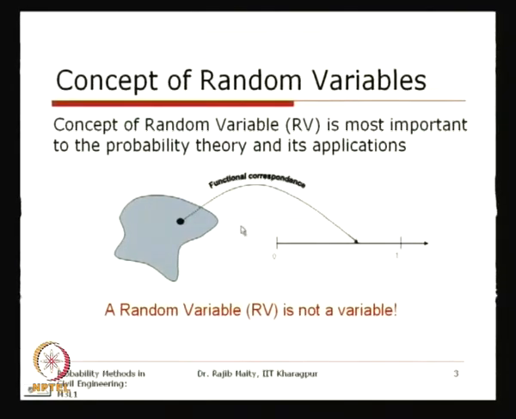What is important to understand from this slide is that the random variable, even though it is named a variable, is not a variable. What we want to say is that it is a functional correspondence, or a function. That function maps the sample space of one experiment to the real line. This mapping is done based on our convenience, and we will see that in a minute.